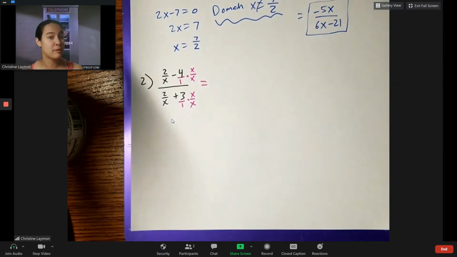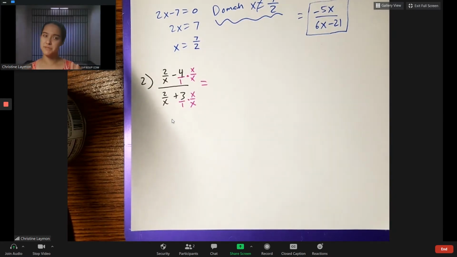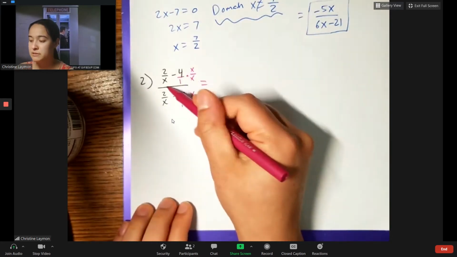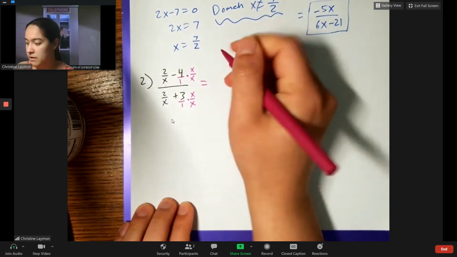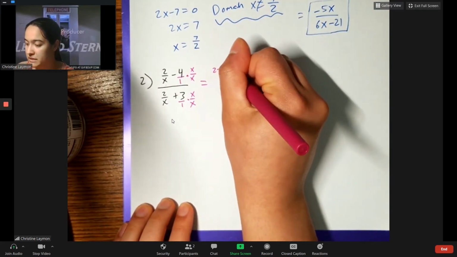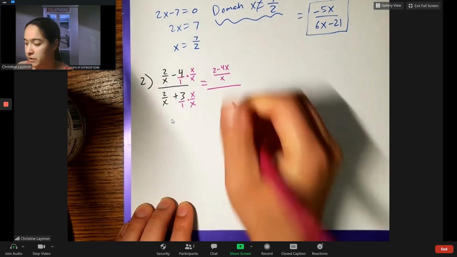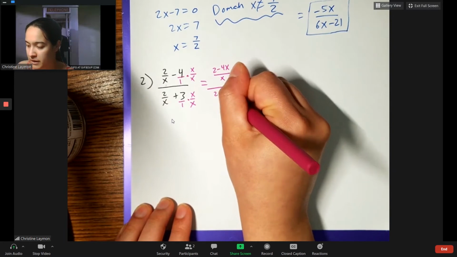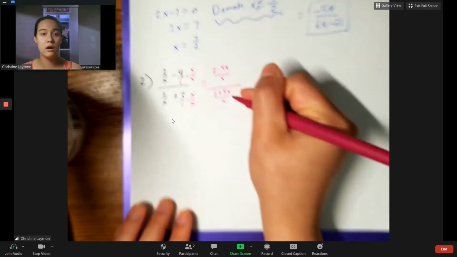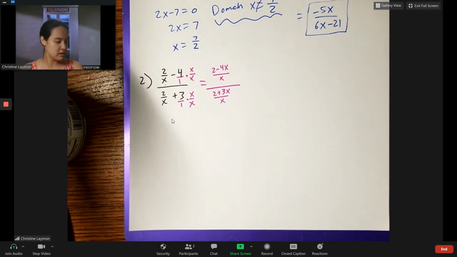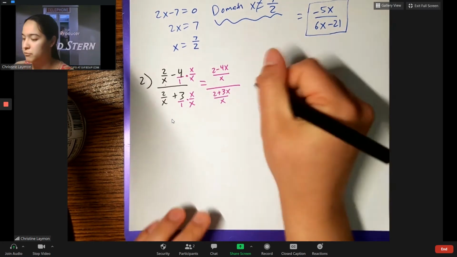Let's go ahead and write out what we have now. And I'm going to go ahead and combine my two steps, unlike last time. Notice the bottom of this is now x. The top is (2 minus 4x) over x, big fraction bar, (2 plus 3x) over x. And let's go ahead and rewrite this.